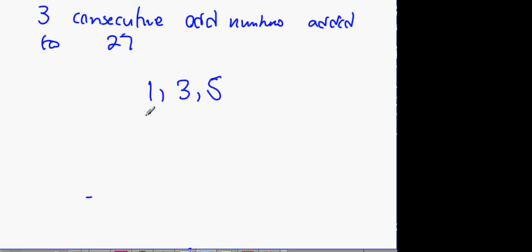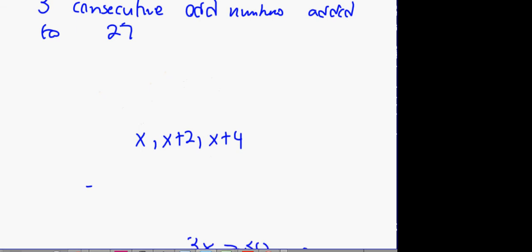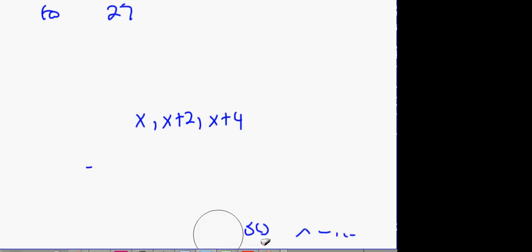We change it to x, x plus 2, x plus 4. It's still technically x plus 2, isn't it? Because it's 2 bigger, and the other one's going to be 4 bigger. It's still the same thing. So when we add them all together, we should get 27.